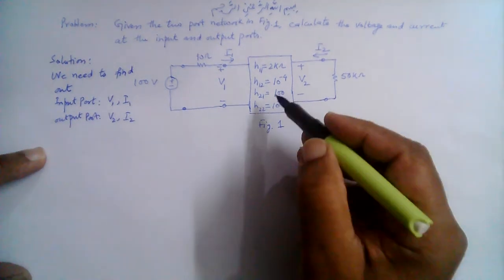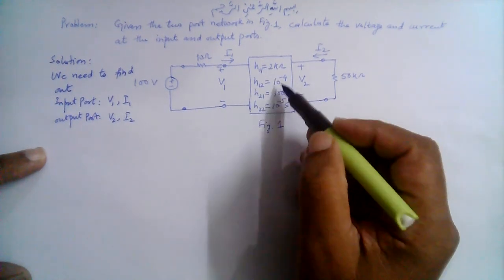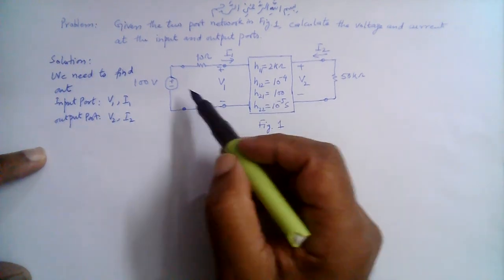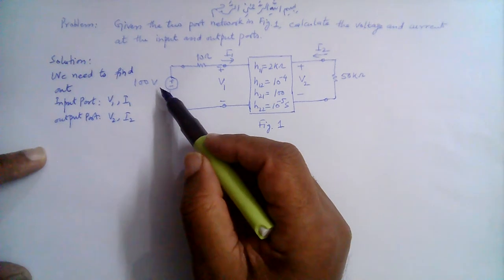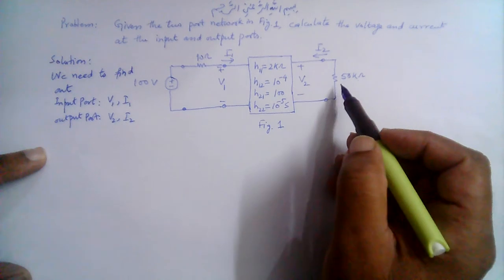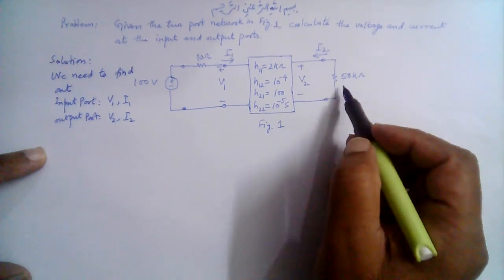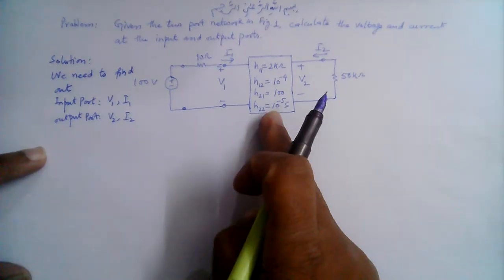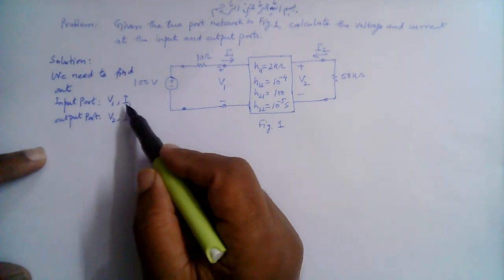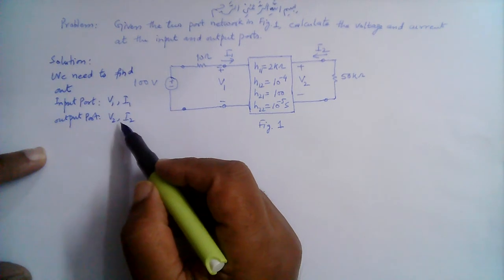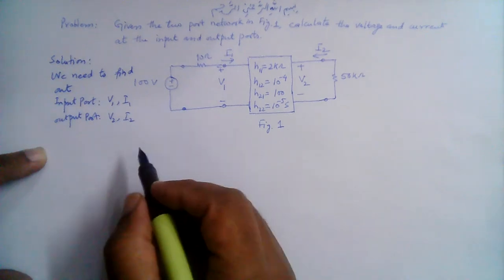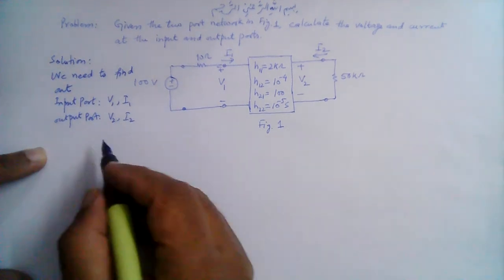Let's first write down the equations for the hybrid parameters, as we are given the two-port network with hybrid parameters. The hybrid parameters are defined, and we have a 100 volt voltage source in series with the 10 ohm resistance at the input port, and a load resistance of 50 kilo ohms at the output port. So we have four quantities to determine, so we will need at least 4 equations. First, let's write down the standard equations for the hybrid parameters.